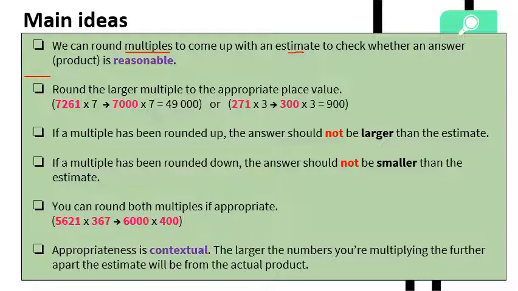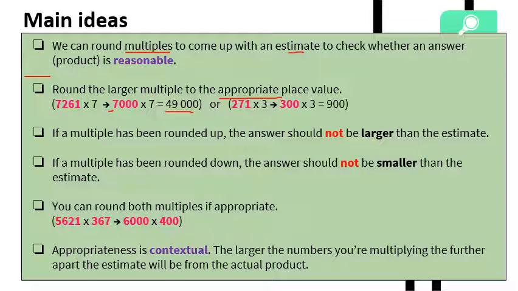So I would suggest always rounding the larger multiple to an appropriate place value. Now, appropriate really depends on your own judgment. I think rounding this 7,261 to the nearest 1,000 makes it easy to calculate. Also, we're dealing with thousands, so it probably makes sense to be working with thousands. I wouldn't really round it to the nearest tens place because that makes it quite difficult to calculate. So we're talking about thousands here. So I've rounded it to 7,000 multiplied by 7, and this is my estimate.